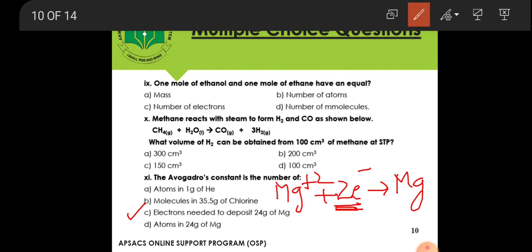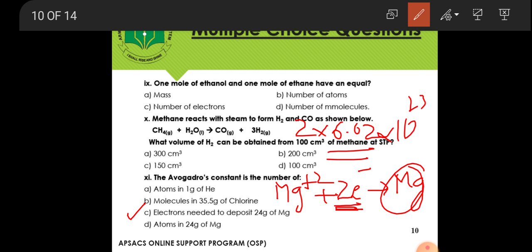Means 2 multiplied by 6.02 into 10 raised to power 23. This many electrons are required to deposit 24 gram of magnesium. So this is wrong. C part is electrons needed to deposit 24 gram of magnesium. They are saying that in C part 1 mole of electron is needed to deposit 24 gram of magnesium. No, 1 mole of electron is not required. 2 moles of electron are required to deposit 24 gram of magnesium. So this C part is also wrong.